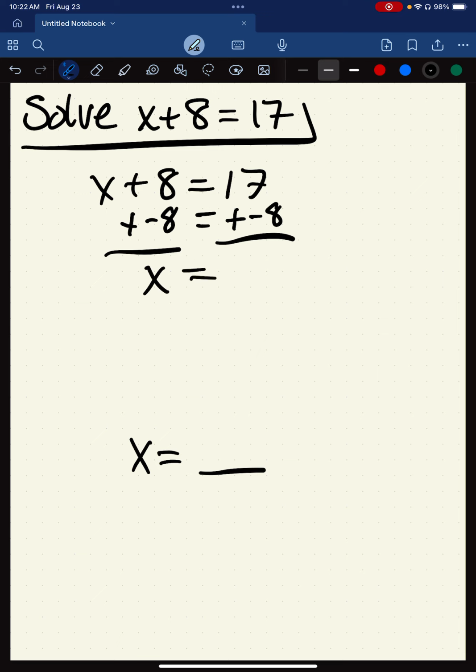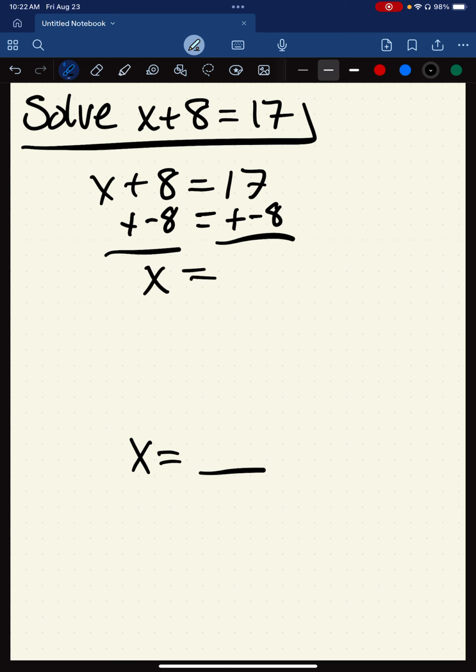And then on the right-hand side, we have 17 plus negative 8. Well, that's just 9. So look, we did it. Just by adding the same thing to both sides, we were able to solve for x. X is 9. So let me show you what that looks like.